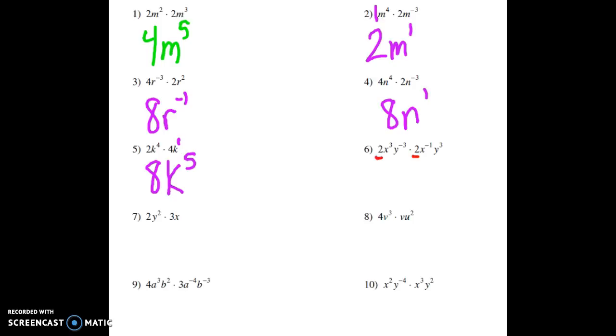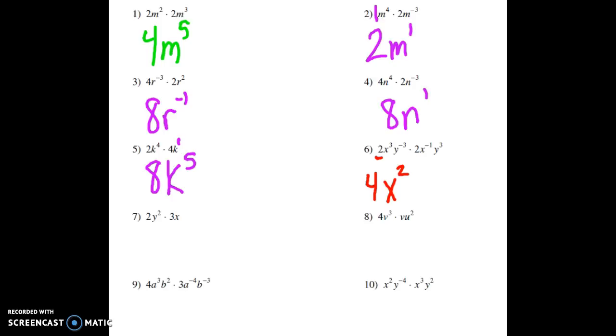So 2 times 2 is 4. X cubed times x to the negative 1 is x squared. Y to the negative 3 times y is actually just y to the 0. So we're not going to write y to the 0. We are going to erase the y because we don't need to write it.